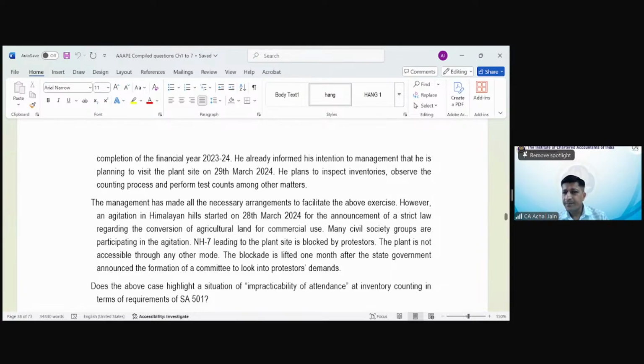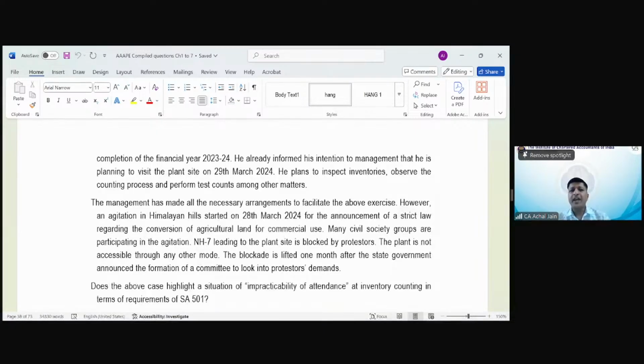Sir, her point is valid on the part. When we are unable to attend, we can ask some other auditor to attend the physical count from that location. We can ask them to perform it and provide the report for us. Right. That point is very much relevant, sir.